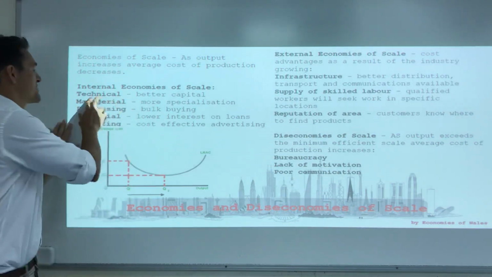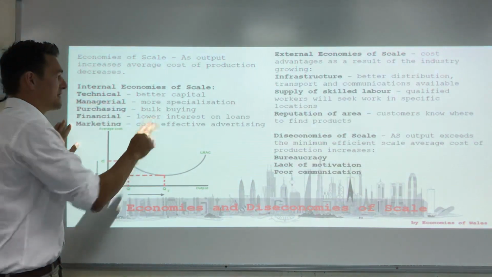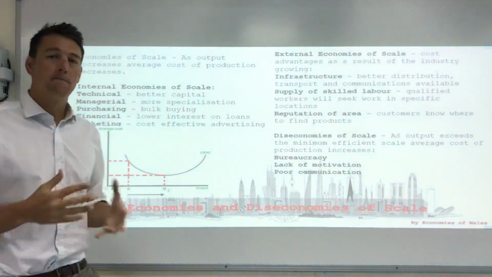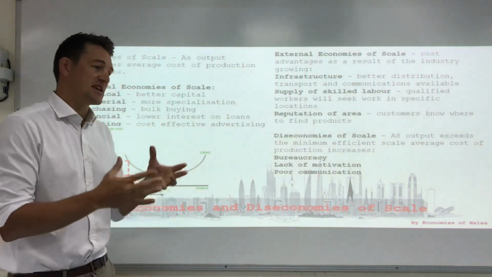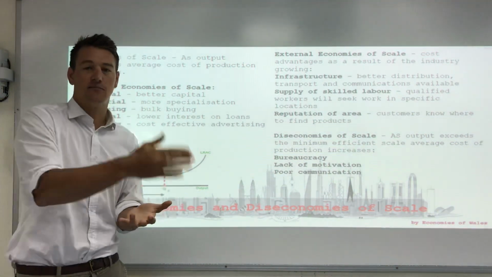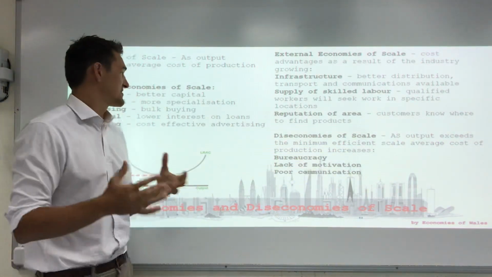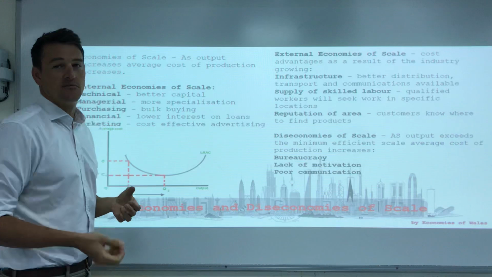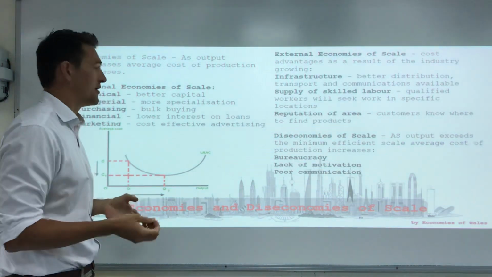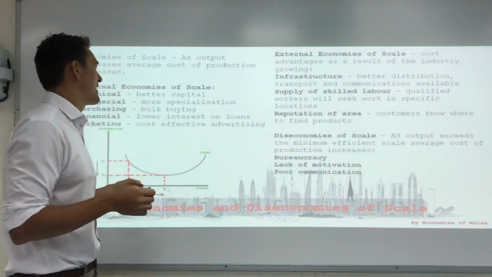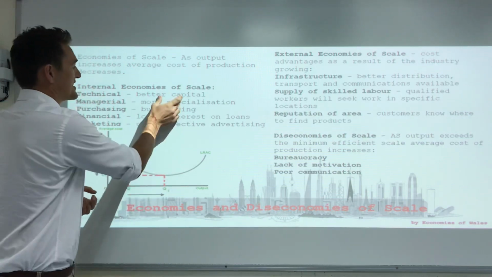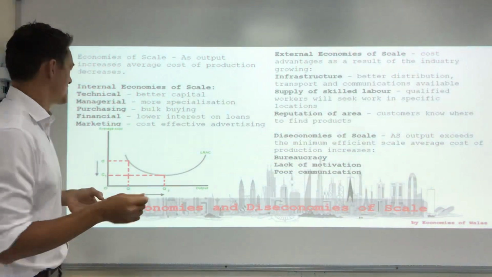So first of all, we can have technical economies of scale, which is they've got better capital. They've got bigger machines, better machines. I just said that I've got a hand squeezer making my orange juice, and Tropicana has this huge industrial press, and they're going to be able to do thousands and thousands of litres per hour when I'm able to do 5 litres per hour. So it's their capital that makes them more efficient.